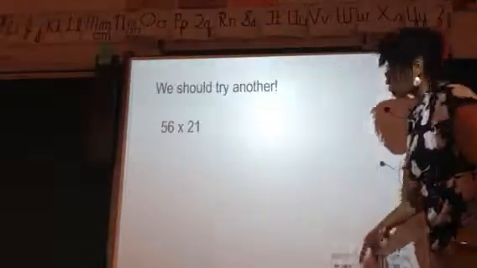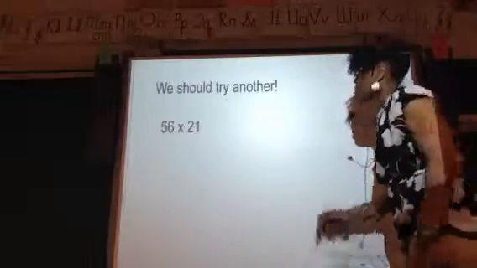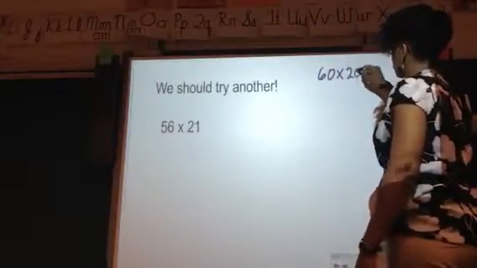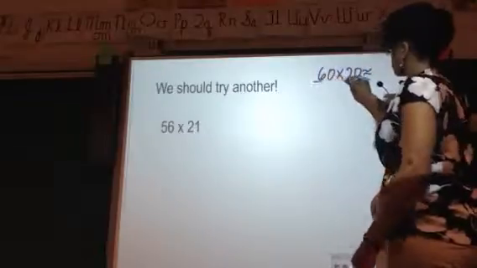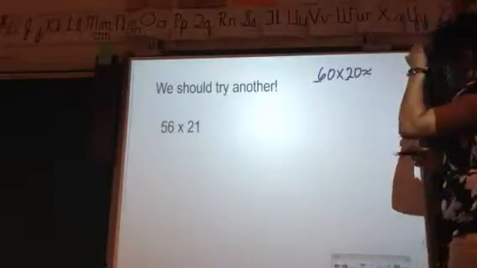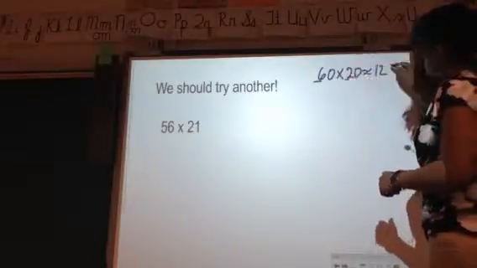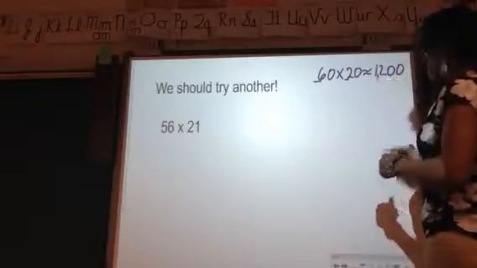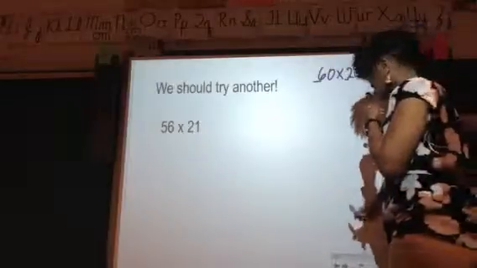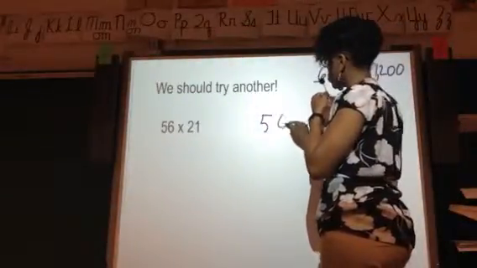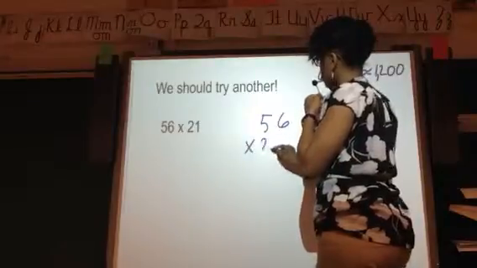So let's do this next problem. And let's estimate first. 56 is about 60. 21 is about 20. So let's make sure we think of this as 6 times 2, which is 12. Bring over how many zeros? 2. 1,200. So now let's actually solve it. Remember, when we set it up, what number goes at the top? The larger one. And we set it up vertically.